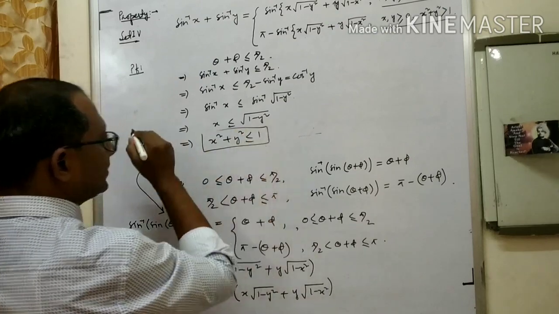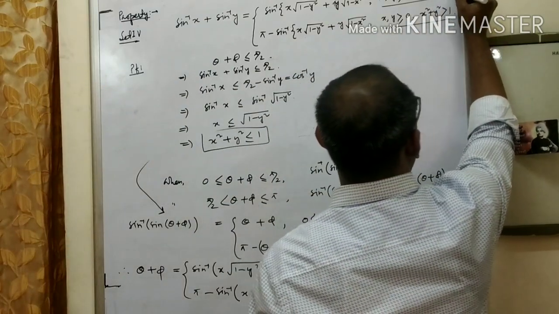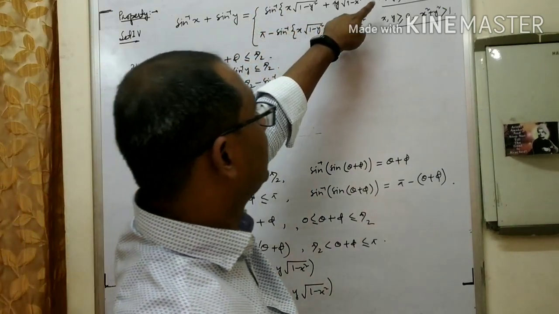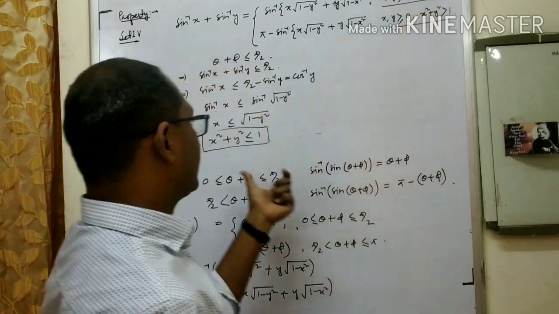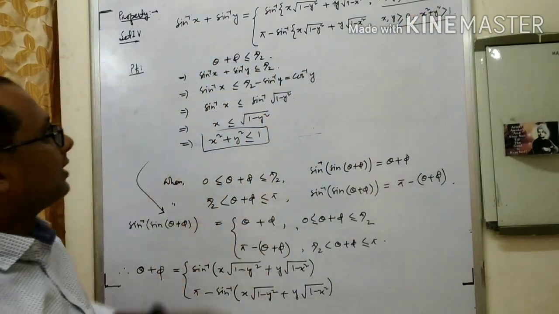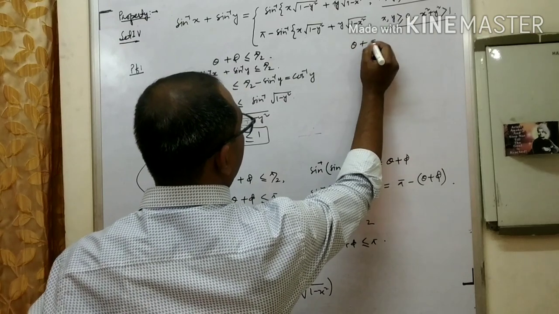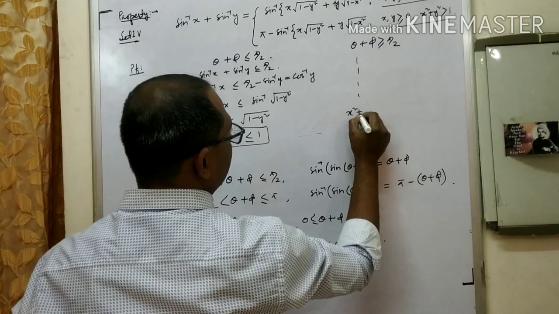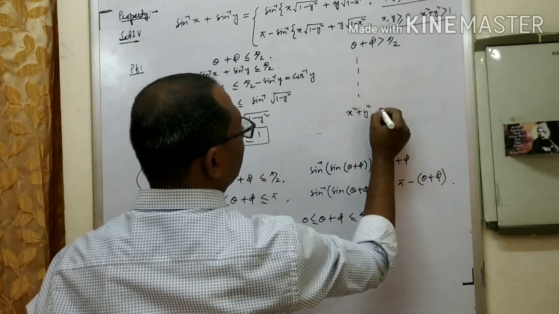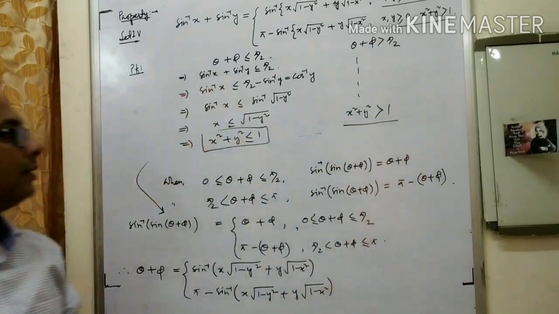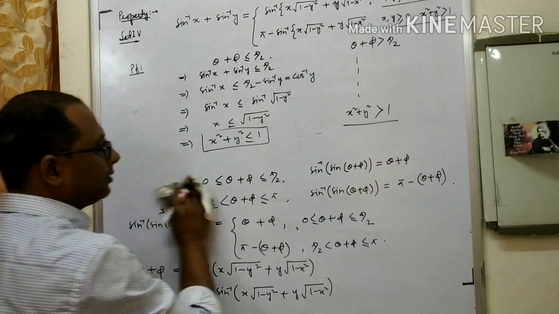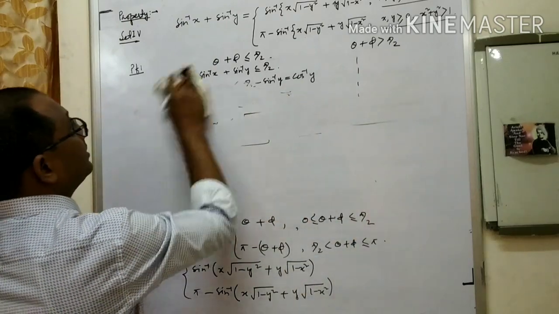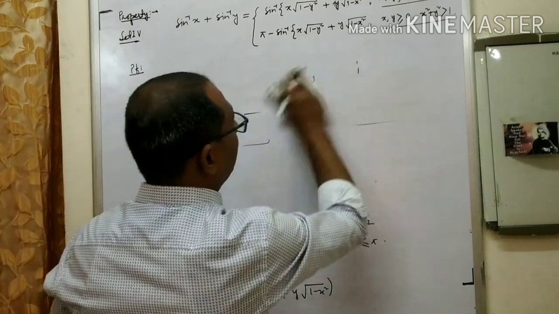So this completes this result: sine inverse of x plus sine inverse of y equals sine inverse of this, if x and y are positive, with x squared plus y squared less than or equal to 1. And similarly, if I consider theta plus phi greater than or equal to pi by 2, I'll arrive at x squared plus y squared greater than 1. In the same way we can do the next two properties which are coming up.